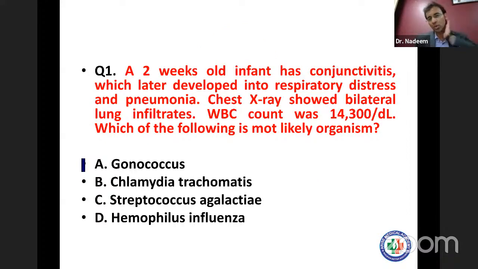A 2-week-old patient has conjunctivitis, which later developed into respiratory distress and pneumonia. Chest X-ray showed bilateral lung infiltrates. WBC count was 14,300 per deciliter. Which of the following is the most likely organism? So basically, I'm asking you a question here of pediatrics.